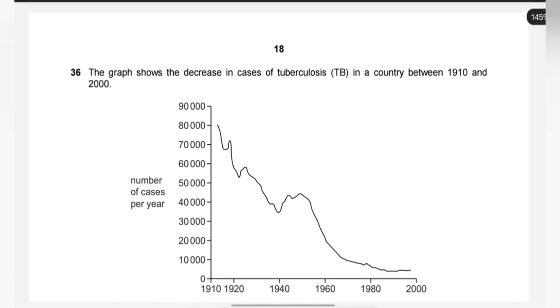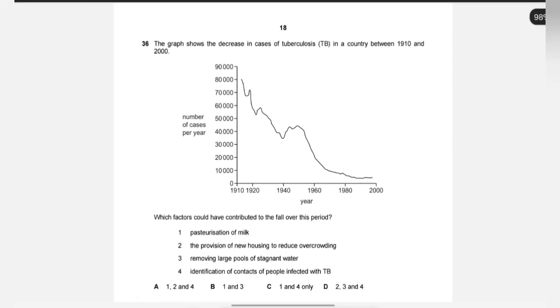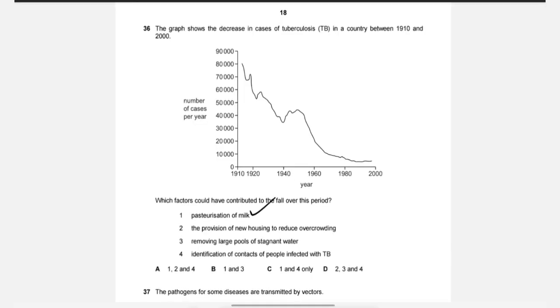And now 36 says the graph shows a decrease in cases of tuberculosis, TB, in a country between 1910 and 2000. It says which factors could have contributed to the fall over this period? 1. Pasteurization of milk. This is well correct. Then 2. The provision of new housing to reduce overcrowding. Since TB is airborne, we do not need overcrowding, so this might be a good choice. Then 3. Removing large pools of stagnant water. We know that's for malaria, so we can not take that for TB.